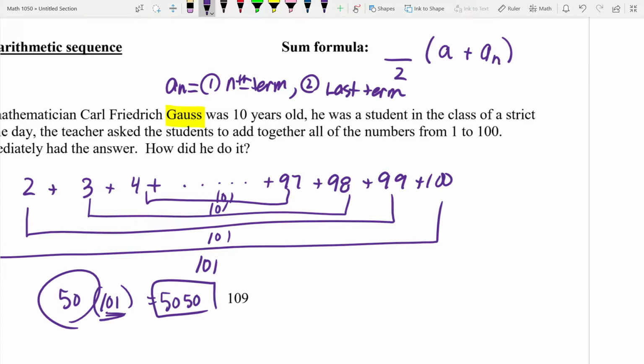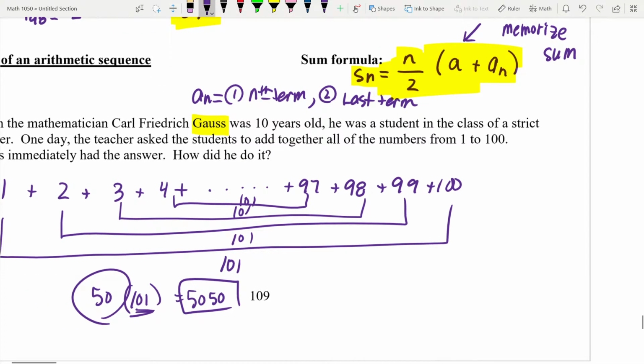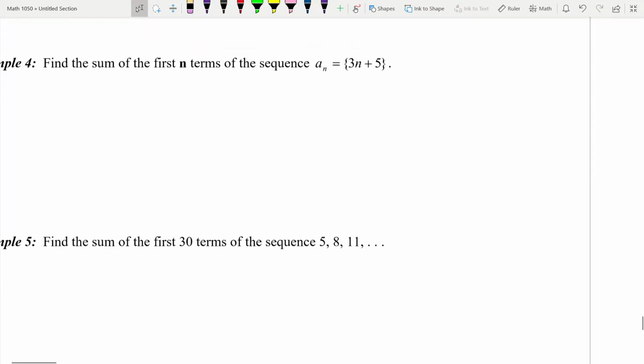N. What's the symbolism for the number of numbers? It's n. Yes. So there's your formula: S sub n equals that. So you take the number of numbers divided by 2, first one plus last one. I want you to draw an arrow right there. Tell yourself you have got to memorize that, and you're looking for a sum. You're trying to add things together. All right. Please memorize those.